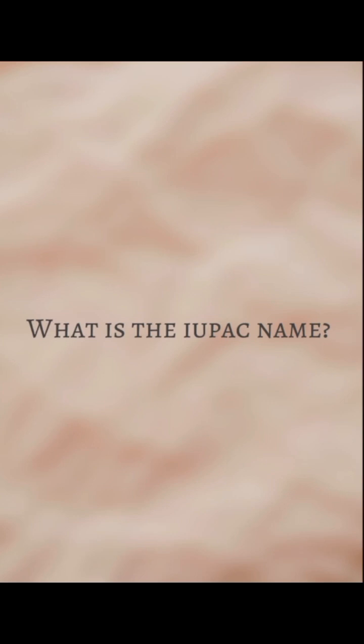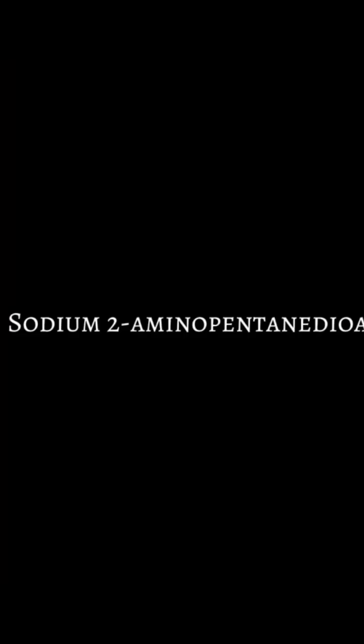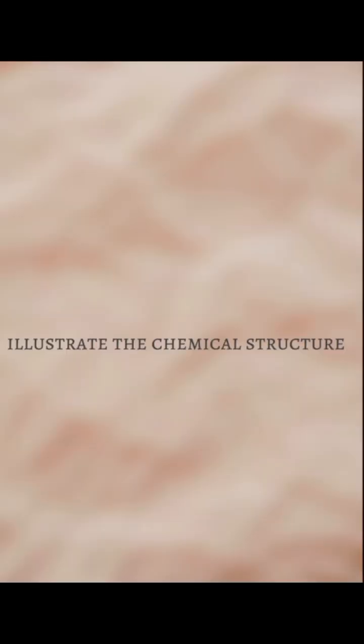MSG is most often known by its plain common name, monosodium glutamate. This word is widely used in culinary contexts and on food labels in general. The IUPAC name of MSG is this. This is the chemical structure.